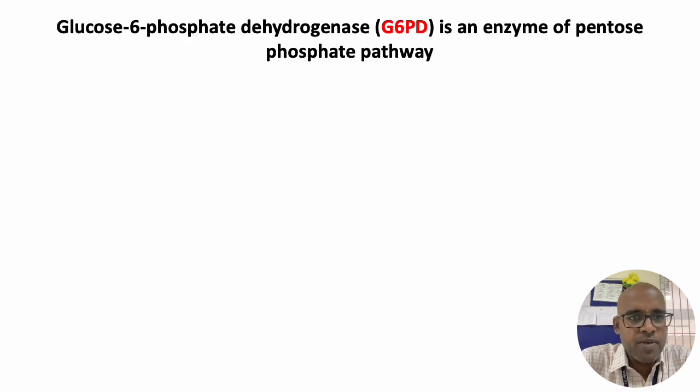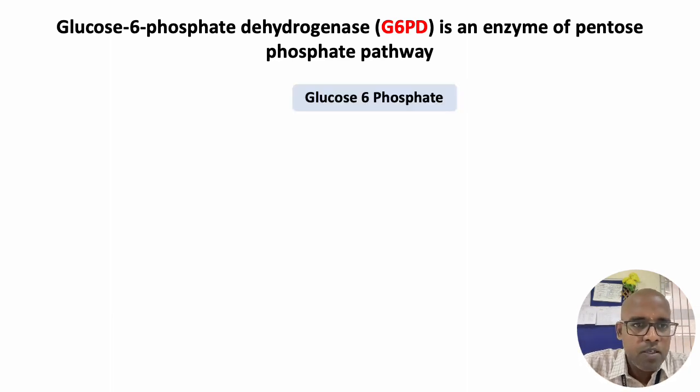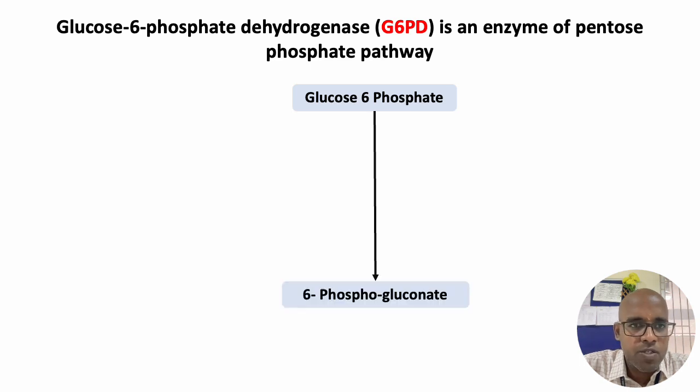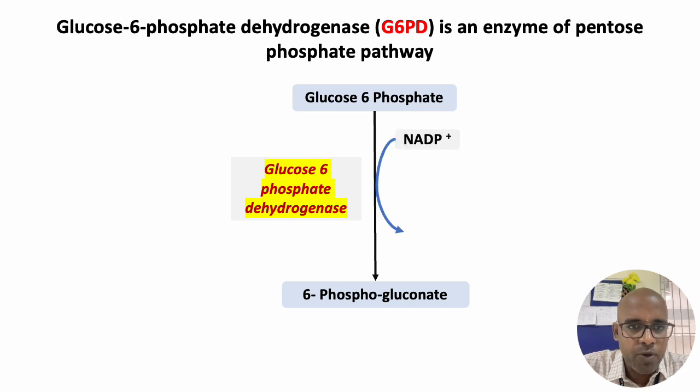Glucose 6 phosphate dehydrogenase is an enzyme of a pathway called the pentose phosphate pathway. Pentose phosphate pathway is an alternative pathway for glycolysis. This enzyme converts glucose 6 phosphate to 6 phosphogluconate. During this reaction, it produces a molecule of NADPH, and this NADPH is very important for maintaining the integrity of the RBC membrane.